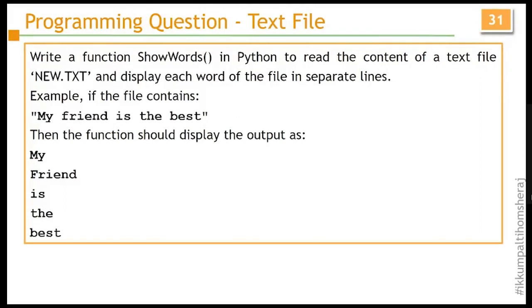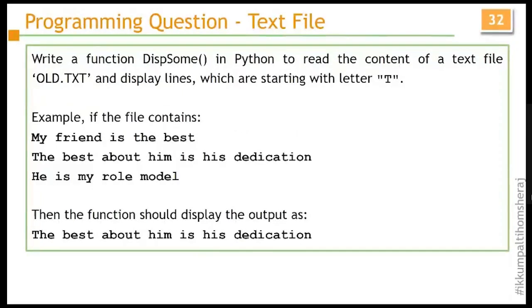This is another question. Write a function disp_sum in Python to read the content of a text file old.txt and display lines which are starting with the letter capital T. Then an example is given here. So you have the file contents, and the file content should be meaningful. It should not be just random.